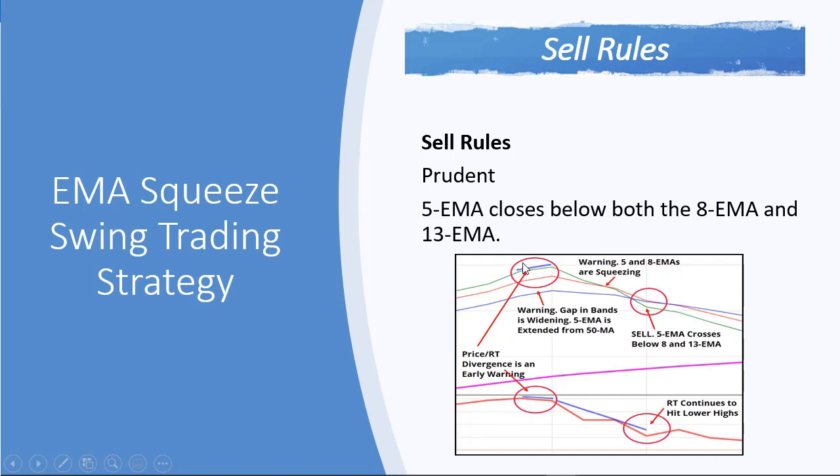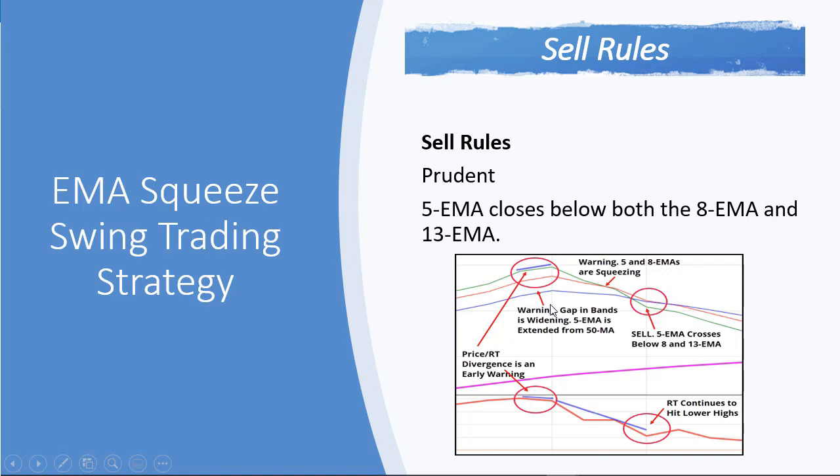So when you see price rising, you may think, well, price is in an uptrend. It's in a strengthening uptrend. But we have an indicator with RT that's telling us, in this case, a much different story. Relative timing is sloping downward a little bit. That tells us that truly price is weakening. So that's an early warning signal.